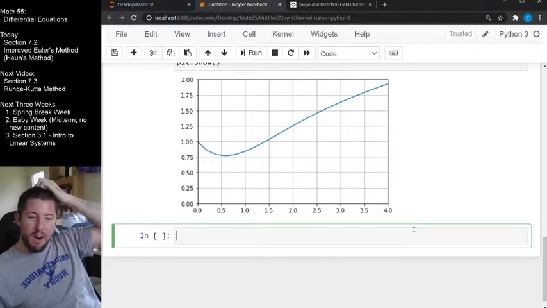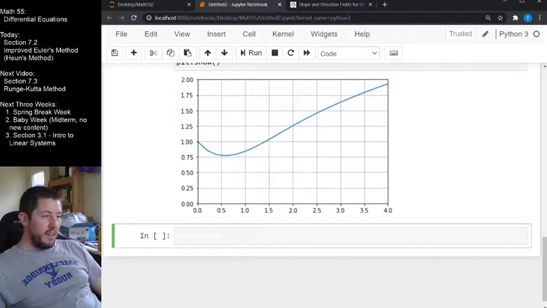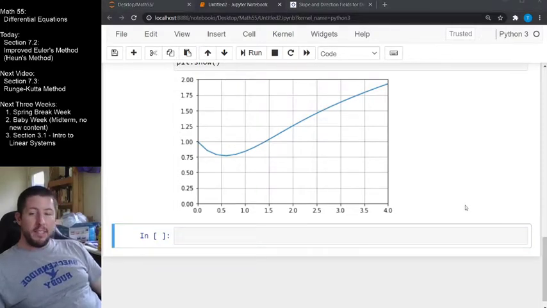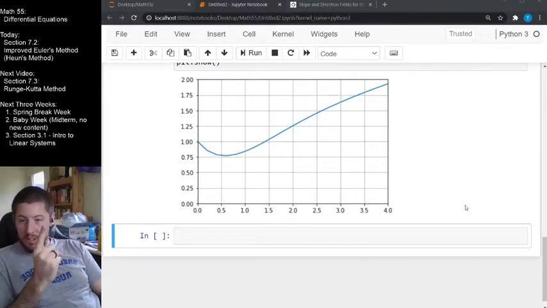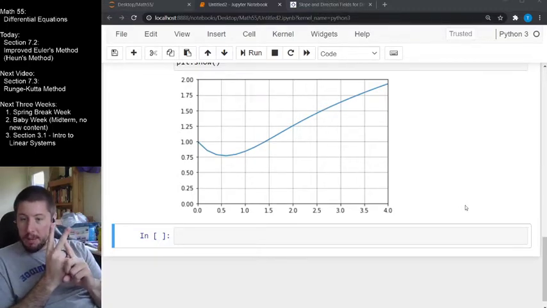So what I want to do now for our next example is I want to do another example, but I want to bulk this thing up. And here's what we're going to do. For our next example, we're going to set up a differential equation that we can solve, so we'll have an actual solution to compare it against. That's one difference. I want to do both Euler's method and improved Euler's method so I can compare the two.